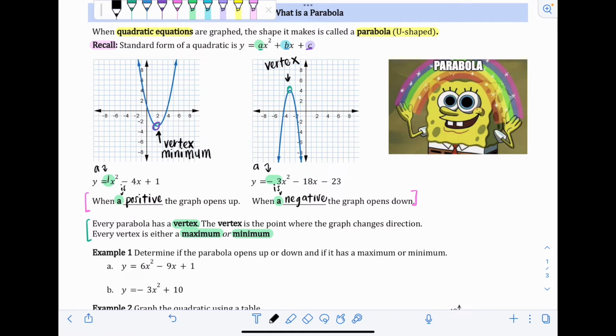And then on the second graph, if we look at the vertex right here, that's the highest point on the graph because from that vertex right here, the graph just goes down from there and it'll continue to go down forever. So since that's the highest point, that's a maximum. Okay, so every vertex is either a minimum or a maximum. It just depends on whether the graph is opening up or opening down.